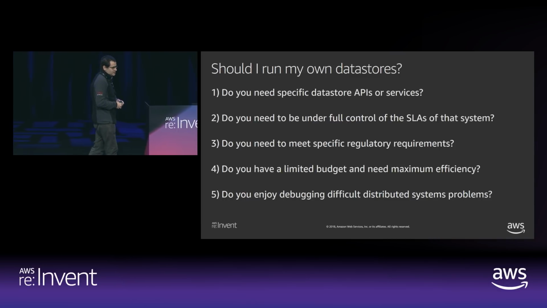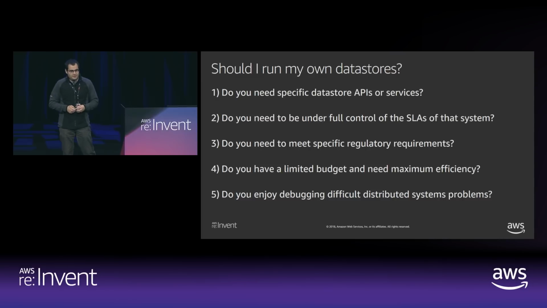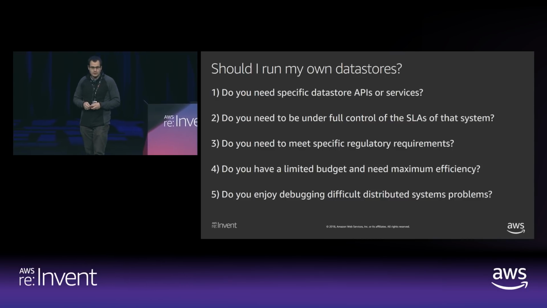And that leads me to this checklist of questions for whether you should run your own stateful services or make it Amazon's problem. Well, if you need a specific data store API that Amazon doesn't provide, then perhaps you need to run your own data store. If you need to be in full control of the latency SLOs or SLAs of that system, then you're probably going to need to run your own data store. Maybe you need to meet specific regulatory requirements, have an end-to-end understanding of where your data is, that it's encrypted at all times, how it's encrypted, things like that. Number 4 is a common one for Netflix. At our scale, the budget of paying someone else to solve the problem can actually be quite significant. And this can often be a driving reason for you to run your own stateful services. And then finally, if you enjoy debugging difficult distributed systems problems, running stateful services is a great way to do that.